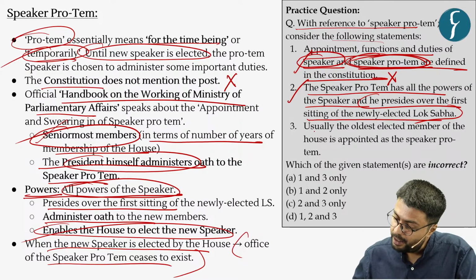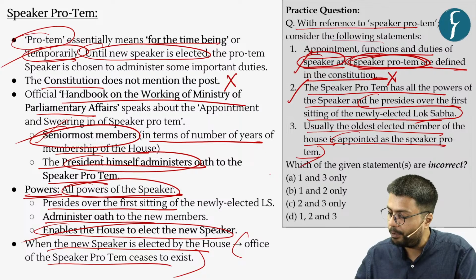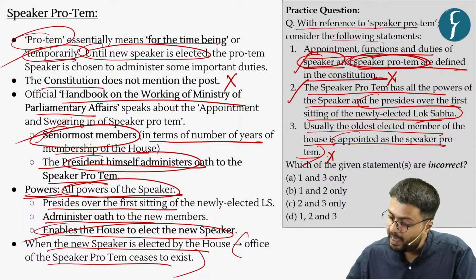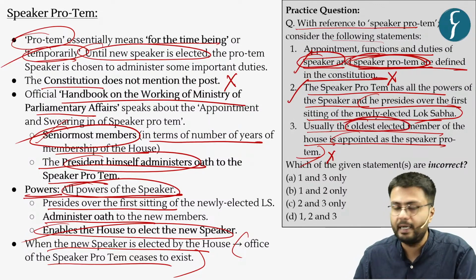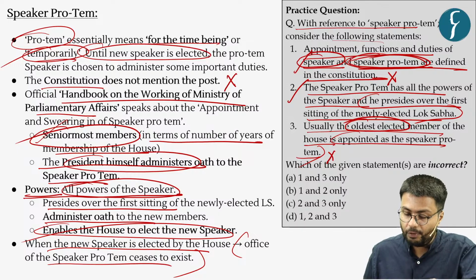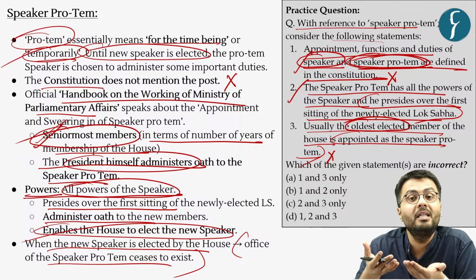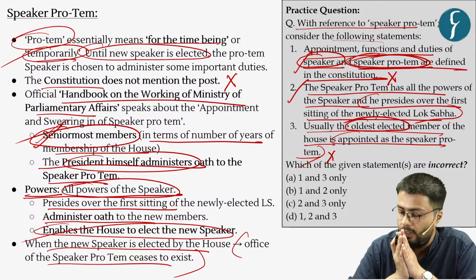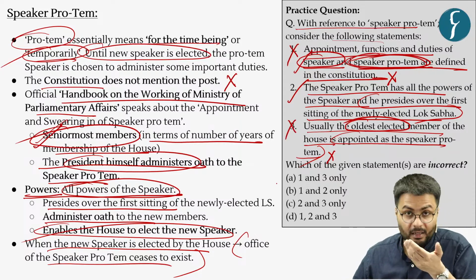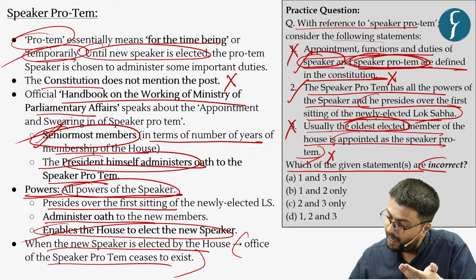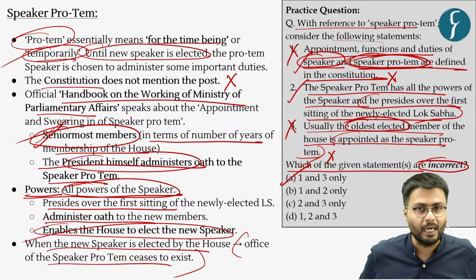The third statement: usually the oldest elected members of the House are appointed as Speaker Pro-tem, which again is an incorrect statement because the office of Pro-tem Speaker is not given to the oldest elected member. Rather, it is given to a member who is senior-most in terms of the number of years he or she has held membership of that particular House. So as statements first and third are incorrect, and the question asks us to identify the incorrect statements, option A is the right answer to this practice question.